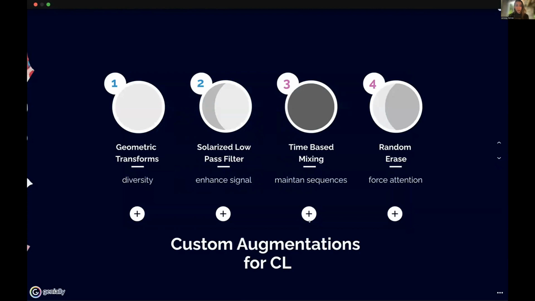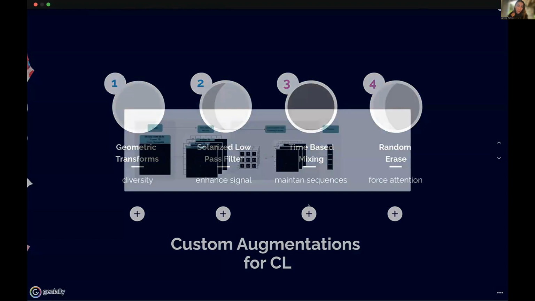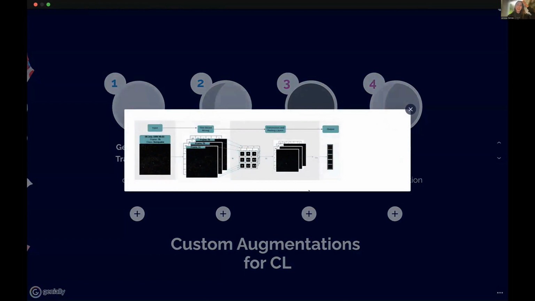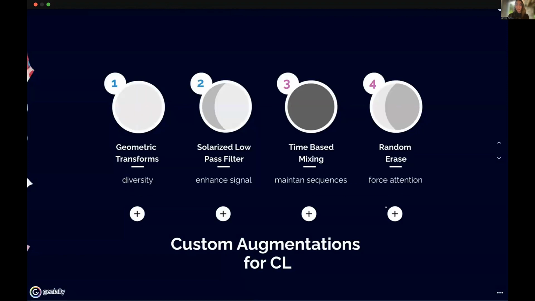A second transform that we have introduced that has been particularly useful in improving the model's accuracy in terms of marginal sunquake frames, so the transition to where there's no sunquake and there is a sunquake, is this time-based mixing transform. And for this, in the contrastive learning process, instead of only taking one image and converting it to a vector, we instead look at three consecutive images. So we look at frames 74, 75, 76 instead of just frame 75 to better capture these transitions.